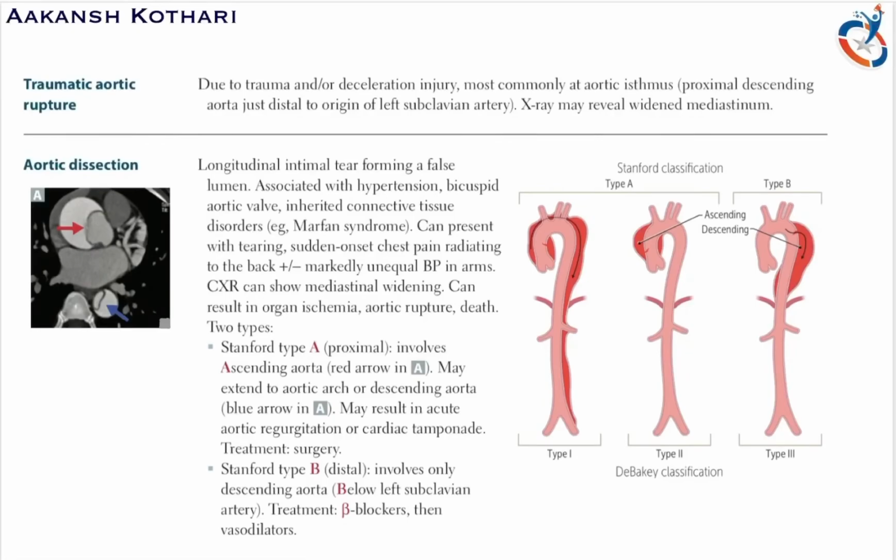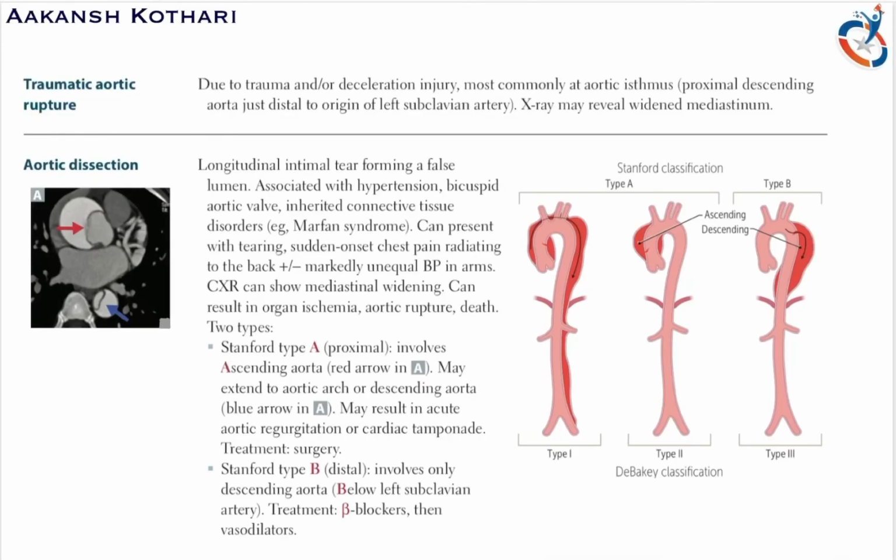There are majorly two types of aortic dissection, that is Stanford Type A and Stanford Type B. In Stanford Type A, ascending aorta and the descending aorta, even the arch of aorta, all of them are affected. Okay, whereas in Stanford Type B, only the descending aorta is affected. Now, in Stanford Type A, there can be acute aortic regurgitation or cardiac tamponade due to this aortic dissection. Am I clear? Whereas in Stanford Type B, there is nothing like that and there is only the effect on descending aorta. Is this clear?